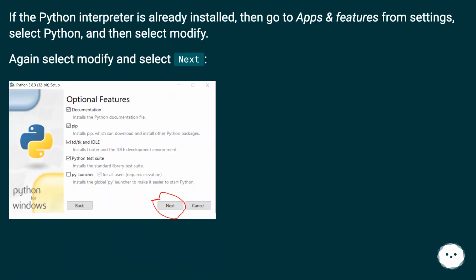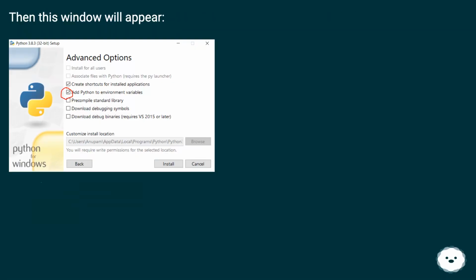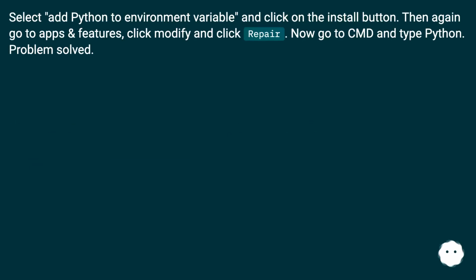If the Python interpreter is already installed, then go to Apps and Features from Settings, select Python, and then select Modify. Again, select Modify and select Next. Then this window will appear. Select Add Python to Environment Variables, and click on the Install button. Then again go to Apps and Features, click Modify and click Repair. Now go to CMD and type Python. Problem solved.